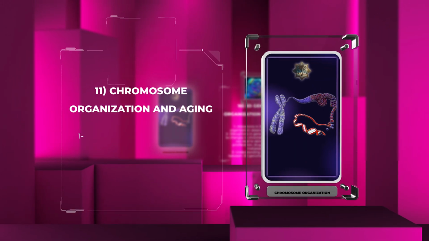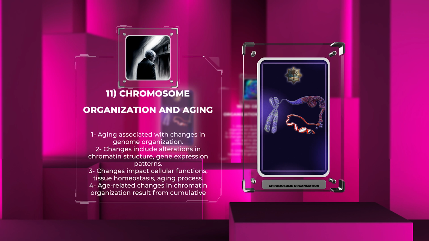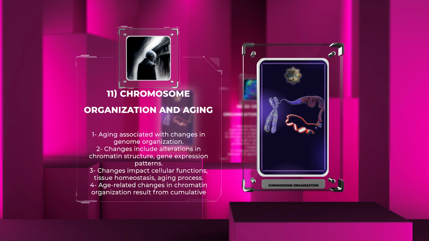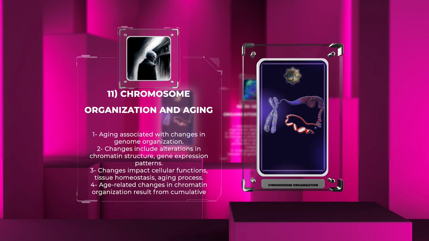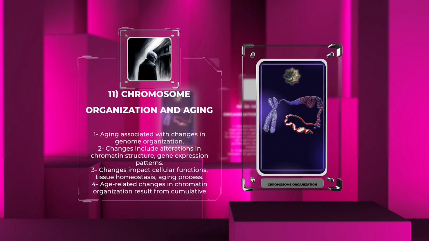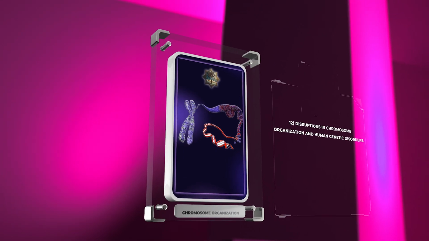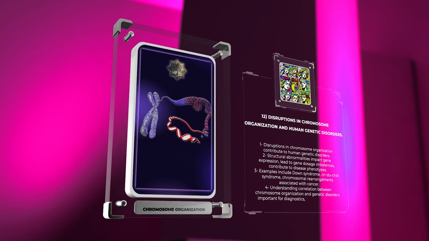Aging is associated with various changes in genome organization, including alterations in chromatin structure and gene expression patterns. These changes impact cellular functions, tissue homeostasis, and the aging process itself. Age-related changes in chromatin organization can result from cumulative DNA damage, epigenetic modifications, and changes in chromatin regulators. Investigating the links between chromosome organization and aging can provide valuable insights into the molecular basis of aging-related diseases and potential interventions. Disruptions in chromosome organization can give rise to human genetic disorders.